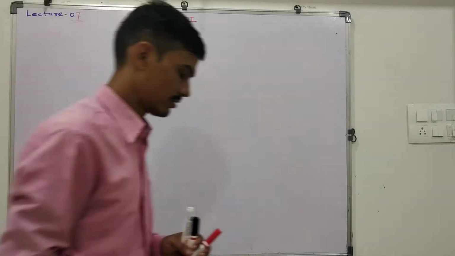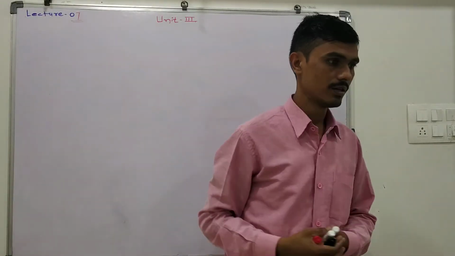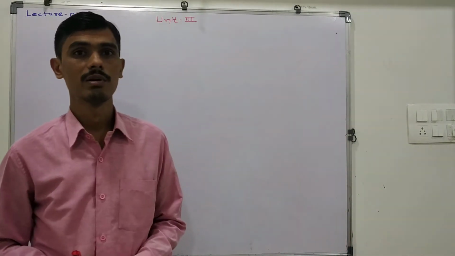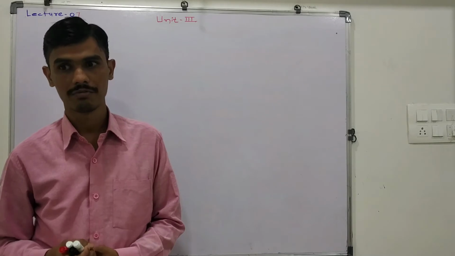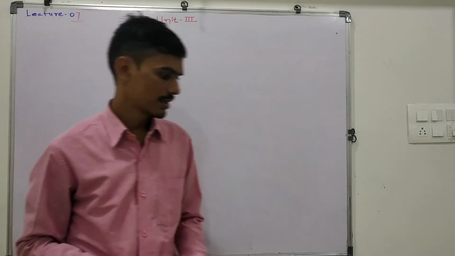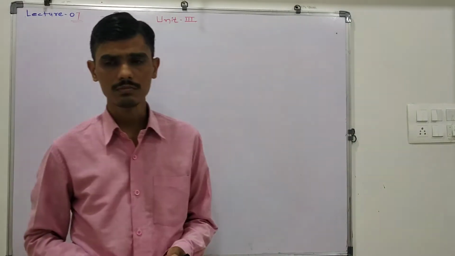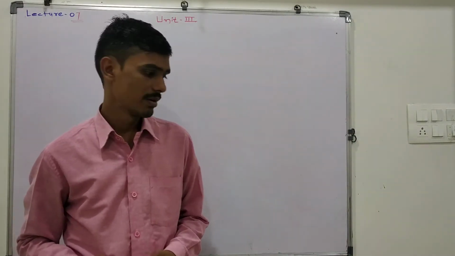So, in the last two lectures, we have started the problem related to the astable multivibrator, that is designing an astable multivibrator by using operational amplifier 741. And in the last lecture, we have seen a problem related to the astable multivibrator.